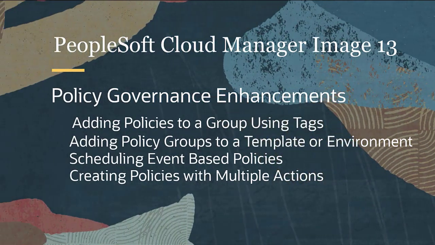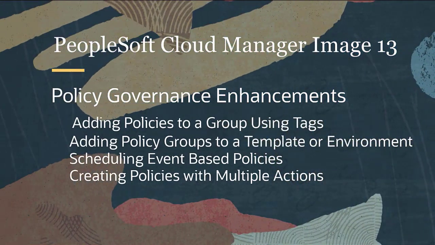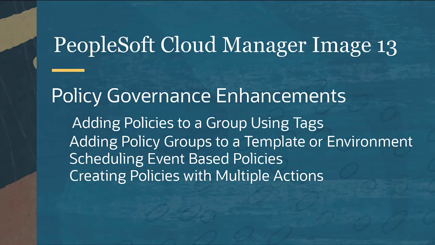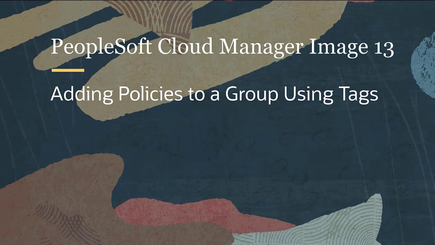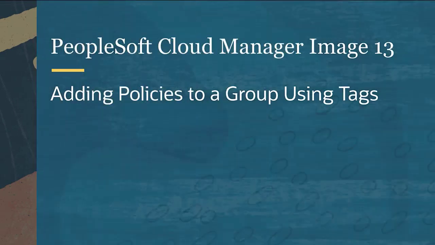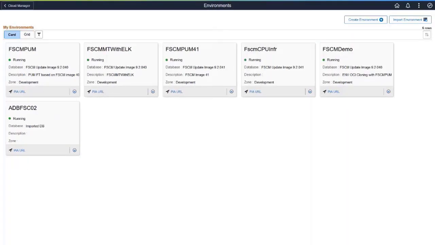Policy governance enhancements include adding policies to a group using tags, adding policy groups to a template or environment, scheduling event-based policies, creating policies with multiple actions. Using OCI tags, you can associate multiple environments to a single policy. This allows you to define one policy for multiple environments without specifying environment names.